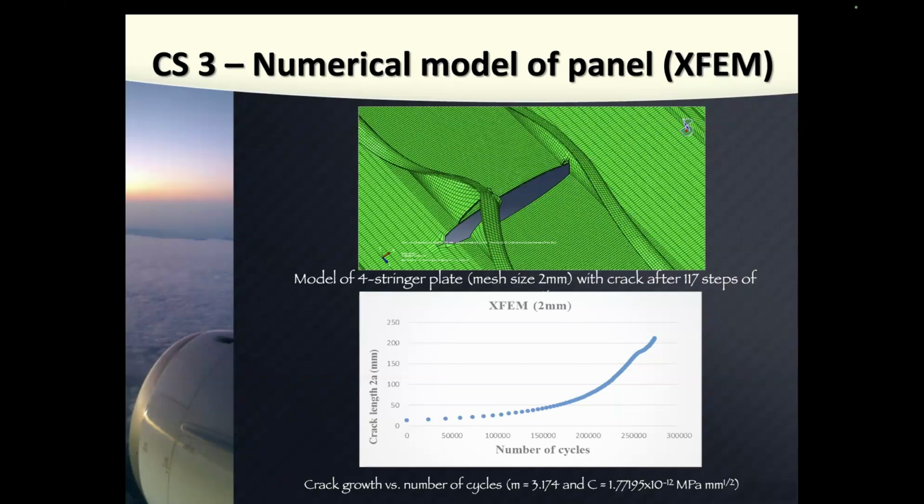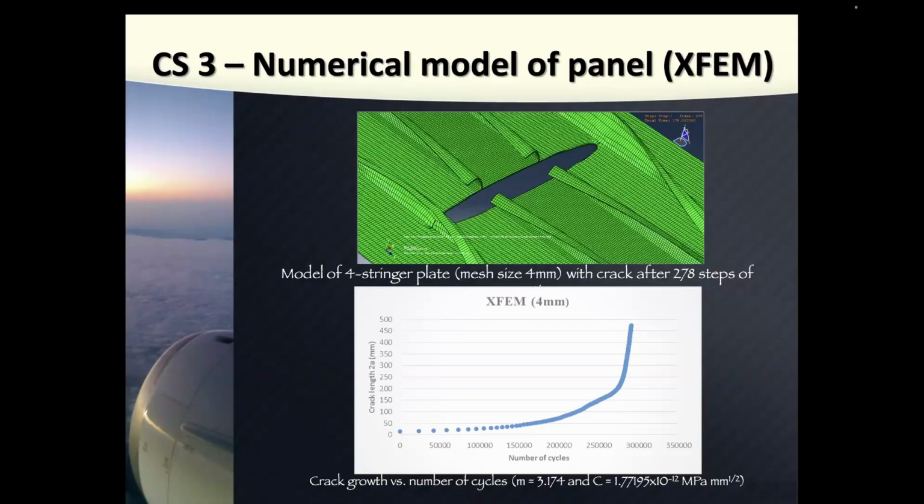So this is why here I now used a mesh of 2 millimeters, and I got closer to 300,000. The only change is that I used a bigger mesh size. Then I used a 4 millimeter size, with even better results. So now almost 300,000. But unfortunately, in the experiment, they got 420,000 cycles. And again, I used coefficients M and C for Paris, provided by the Germans.